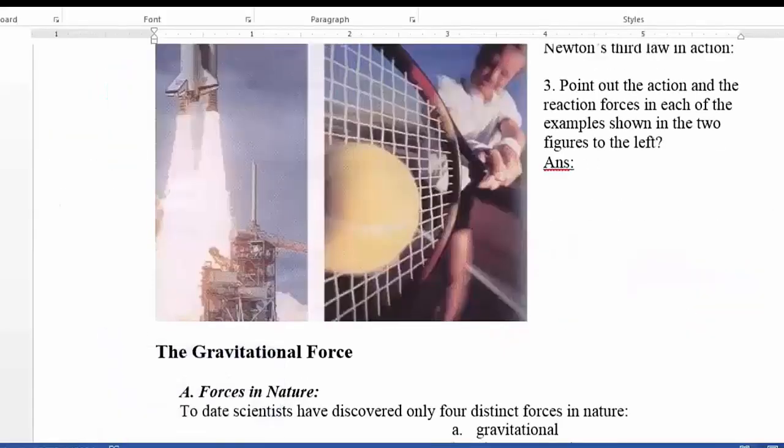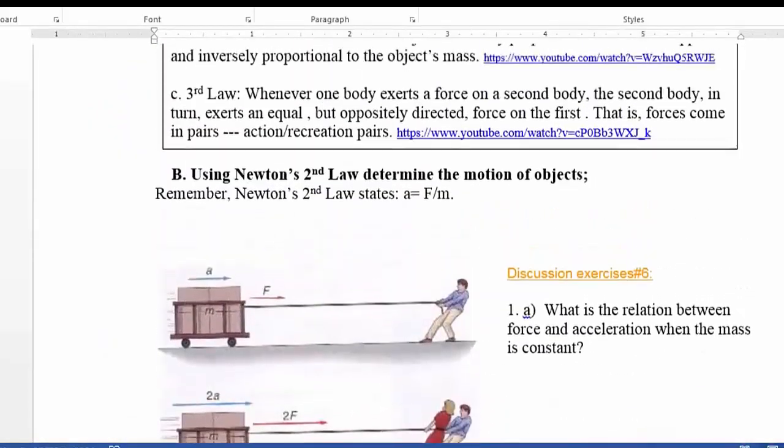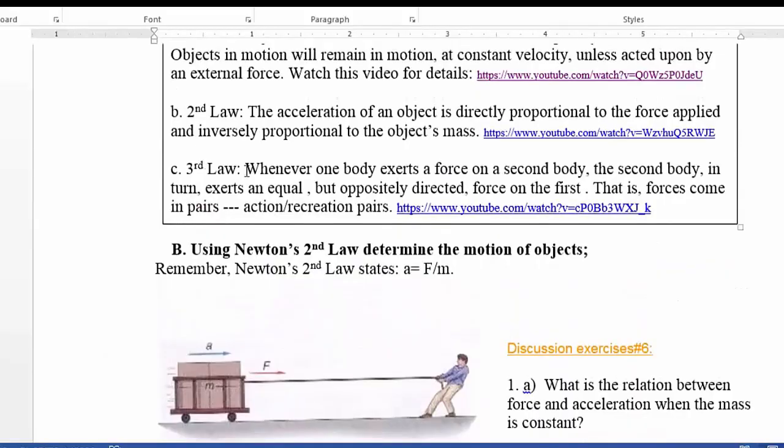Now Newton's third law is very important, and it has many applications. It states that whenever one body exerts a force on a second body, the second body in turn exerts an equal but oppositely directed force on the first. That is, forces come in pairs, action-reaction pairs. And this is very important. You cannot find a single force. Forces always come in pairs.